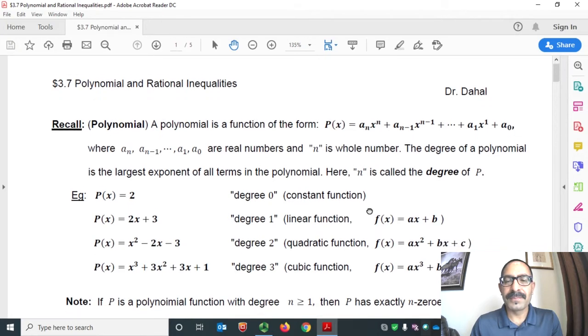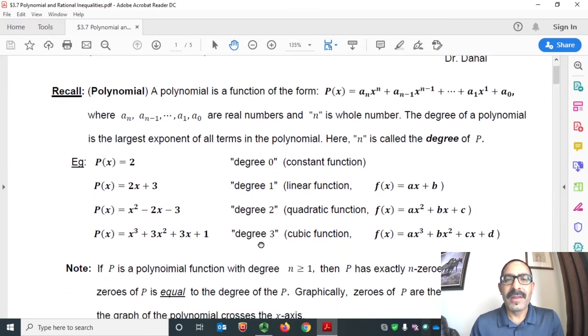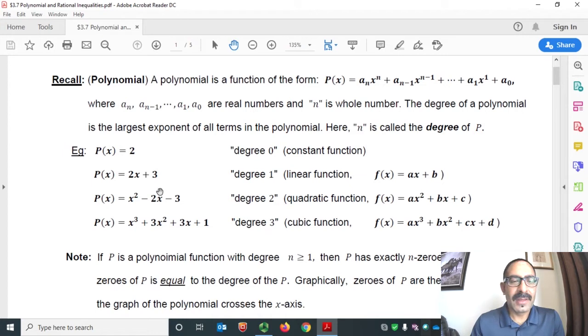Quick example. p(x) equals 2. Here x has power 0. That means this is a zero degree polynomial, which is also called a constant function. Next, p(x) equals 2x plus 3. Here, x has the exponent 1. So this is a first degree polynomial or linear function.